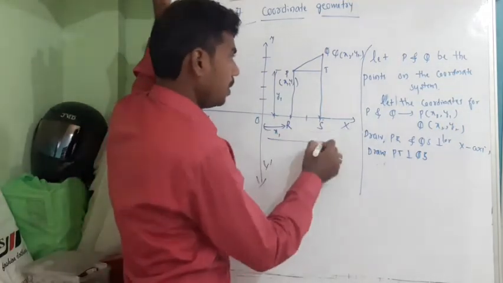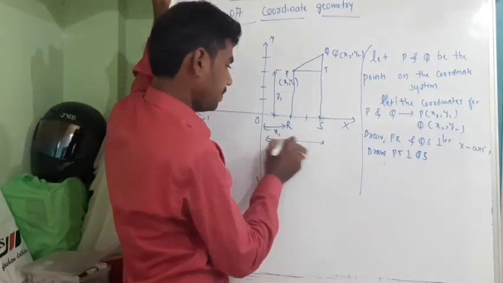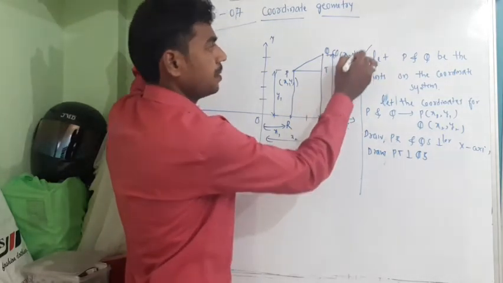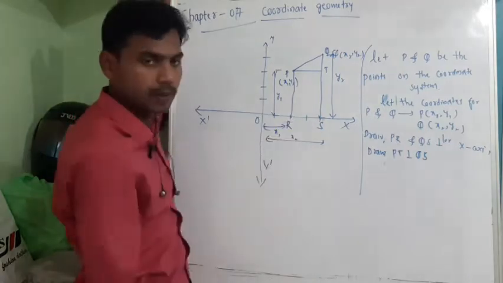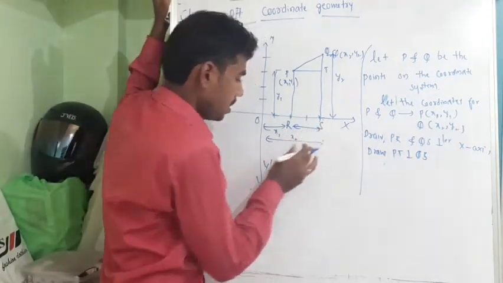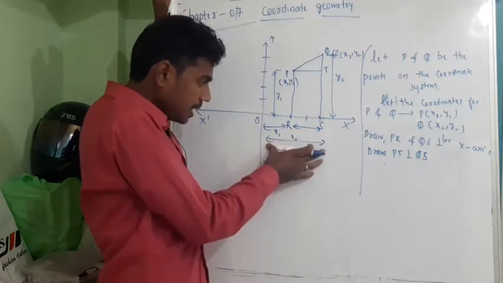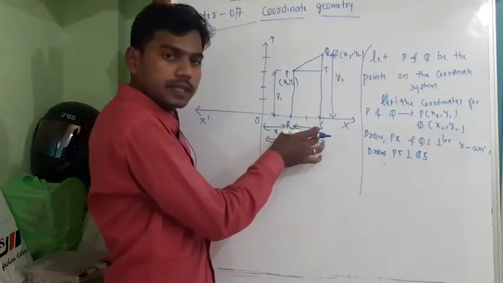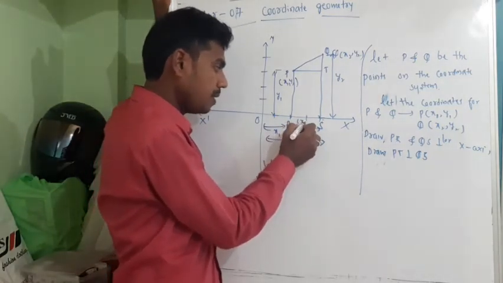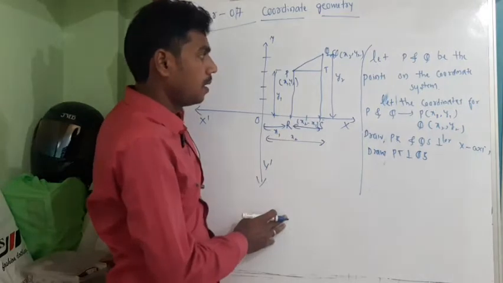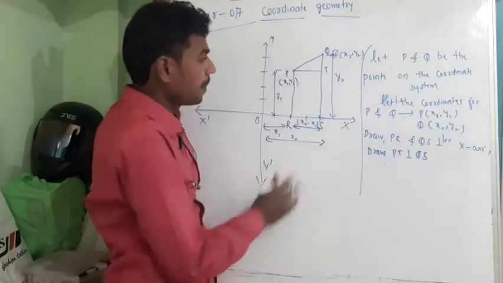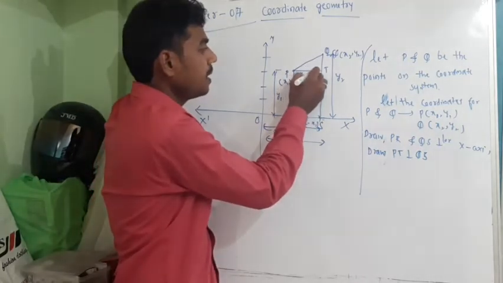So this will be x2 and this distance will be y2. So we define the coordinate, that is the reason that distance will be there. So then what about this distance? This distance minus this distance will give this distance. So RS will be equal to x2 minus x1. So RS will be equal to PT. So that will also be equal to x2 minus x1.